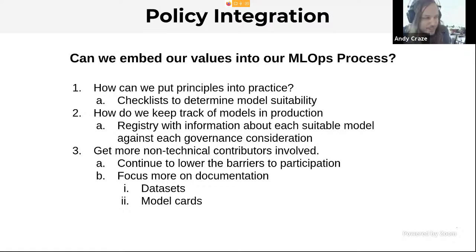And I think the easiest, most low-hanging fruit is to focus more on documentation, data sets, model cards, all of that stuff. I think that can open up additional types of roles and tasks in these projects that we aren't really looking at as engineers. So yeah, this is kind of where we're thinking.